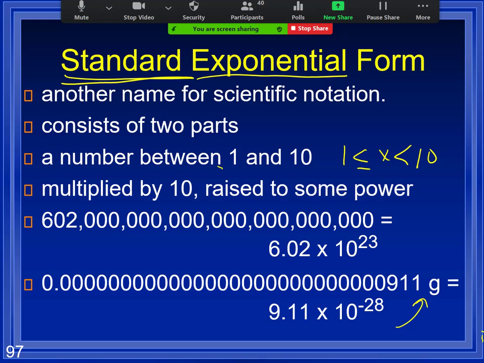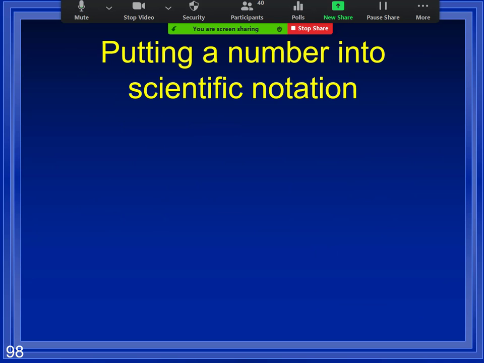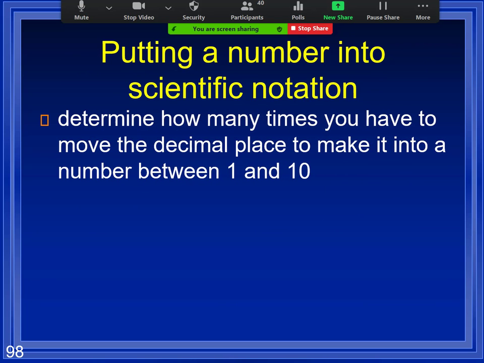So, first thing we have to be able to do is take a number and get it into scientific notation. So if you want to put a number into scientific notation, first, you have to figure out where the decimal point's going to go. And a decimal point, there's only one place in any number that will give you a number between 1 and 10 by moving the decimal point. So you got to find that spot.